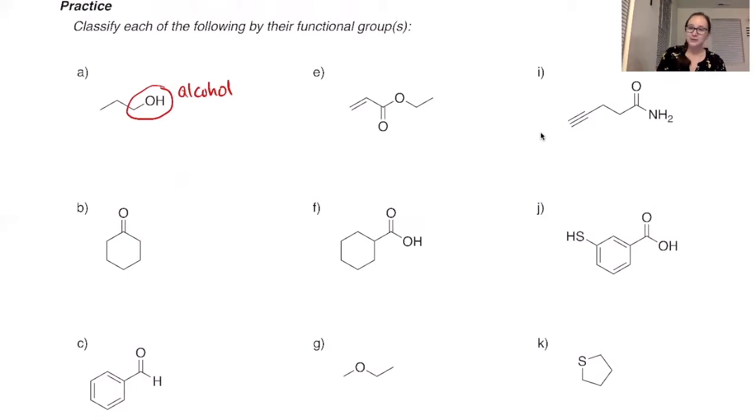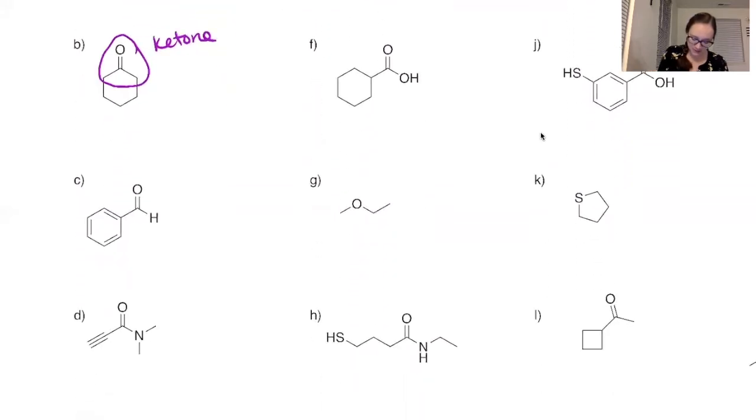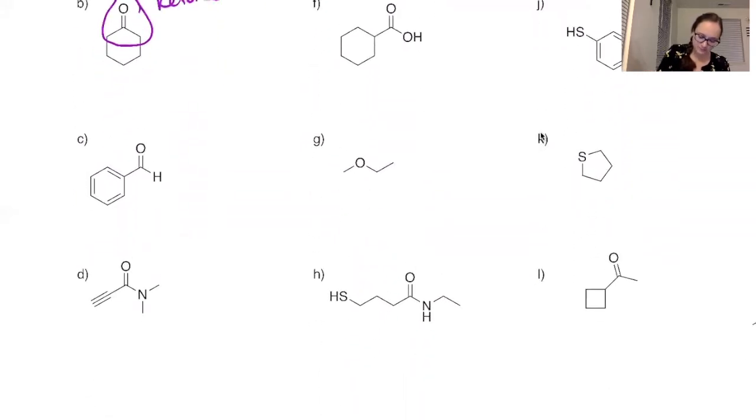Okay, going to B. We have a carbonyl here connected to 2 carbons. This is going to be a ketone. Something to keep in mind when you're talking about ketones, it's not K-E-Y tone, it's K-E-T-O-N-E. I don't really know why, but there's no Y in ketone, even though it sounds like you're pronouncing a Y. That is the only functional group in B. Let's go down to C and D.